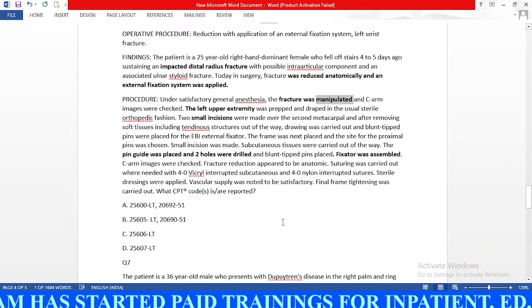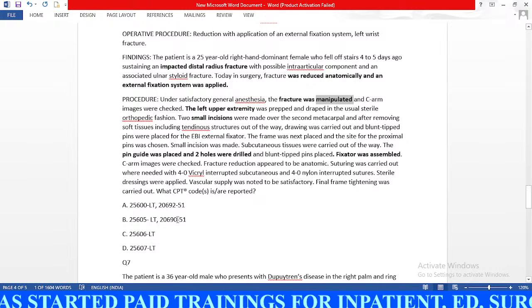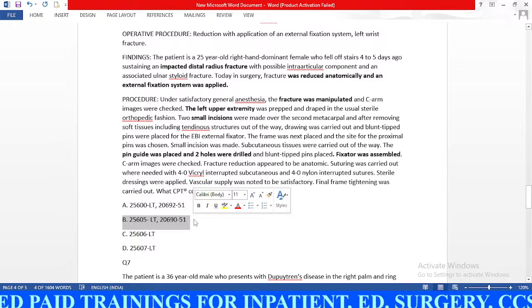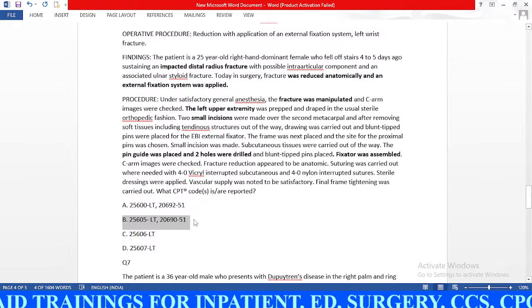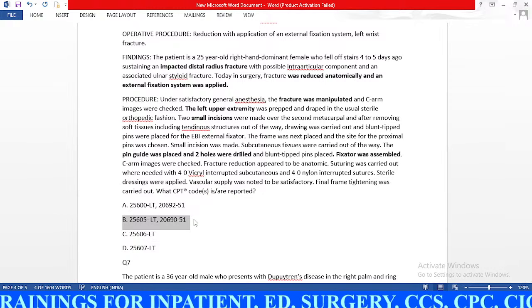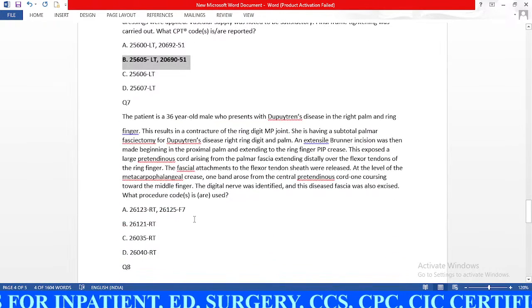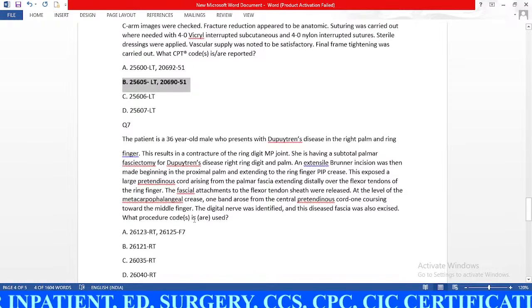What is the other code? 20690 for external fixation system. So with all this rationale, we are going to decide or finalize that B is the correct answer. So go ahead and try for question number 7.